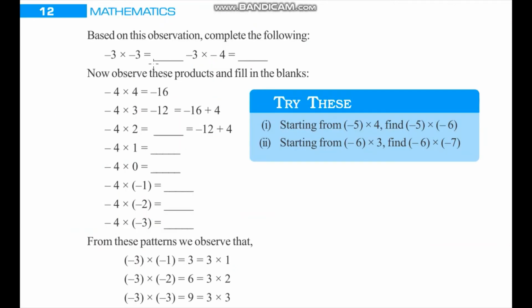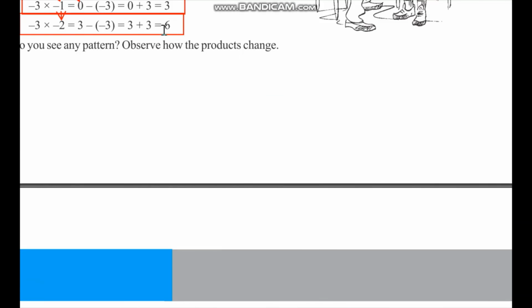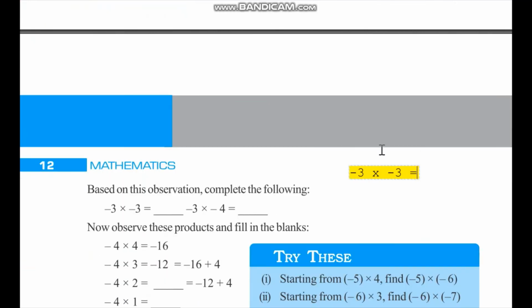Based on that, we need to solve the next two in that pattern. So minus 3 times minus 3. Let us write it over here. What we need to do is go back and check this. We saw that minus 2 times minus 3 is plus 6. So what we can do here is take that 6 down and then take away a minus 3 from there. When we take away minus 3 from 6, what we end up with is 9. So the answer to this one is going to be plus 9.